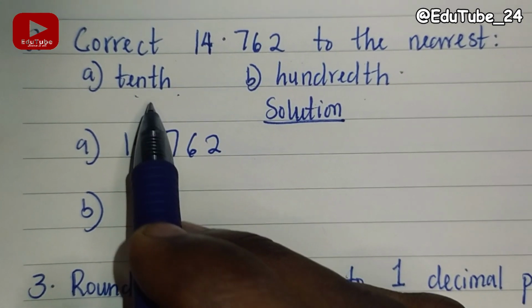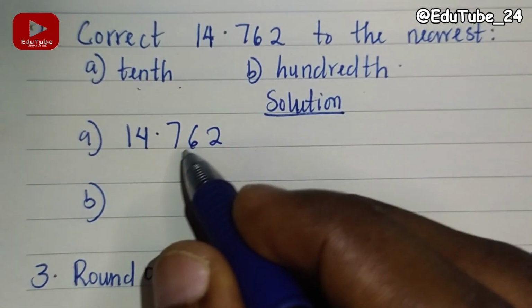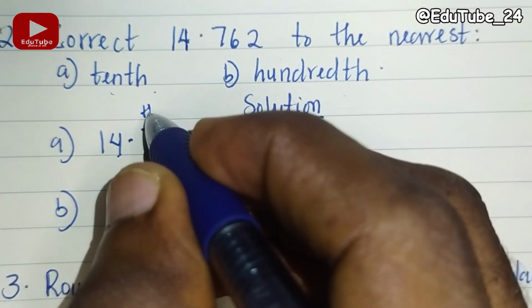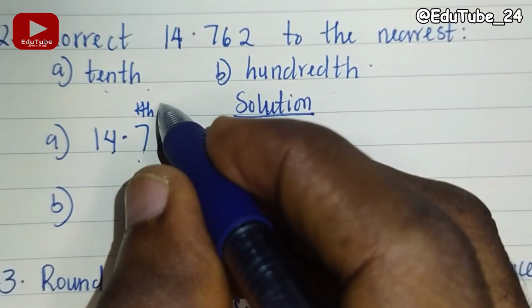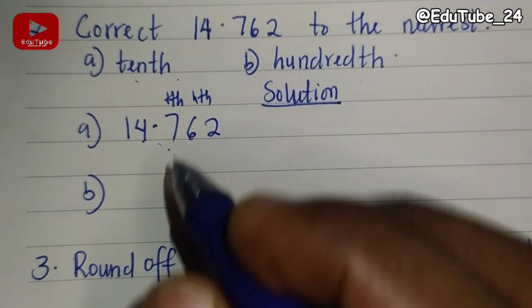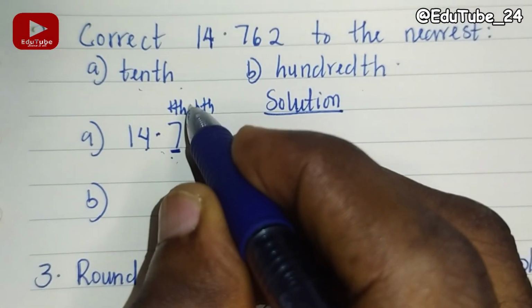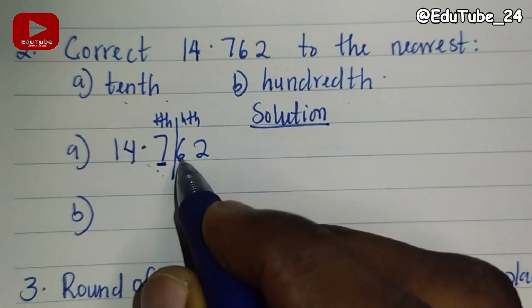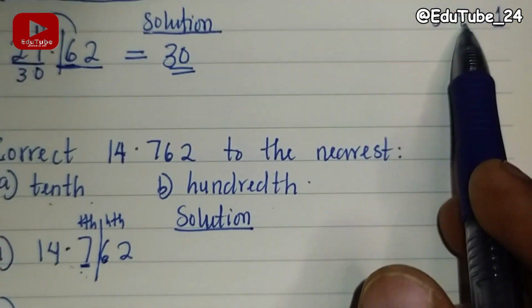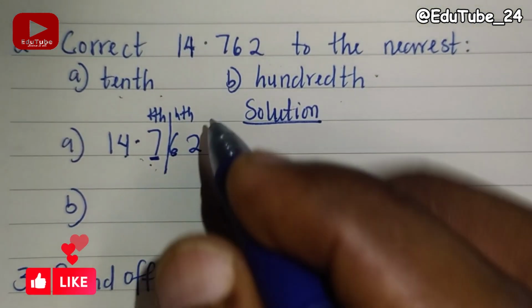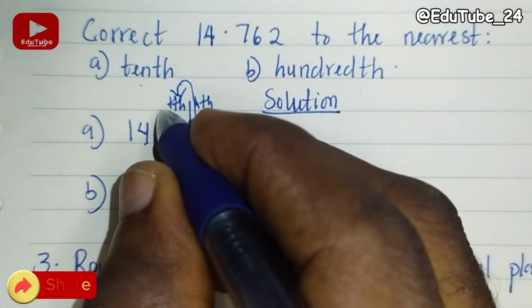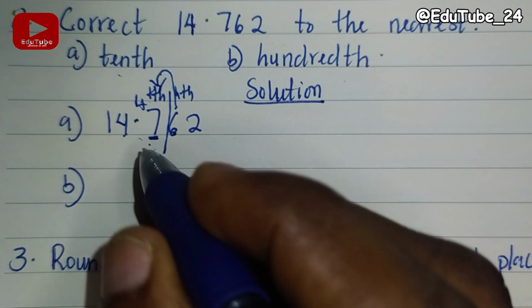So I just need to identify the tenth place value in the decimal figure. This is the unit, then after the point, the next number is tenth, and then the next number is hundredth. But that's not our focus for this first one. Since it said to the nearest tenth, this is my tenth place value. And then the nearest number to my tenth place value is what? 6. So I'm going to consider whether my 6 is between 0 to 4 or between 5 and 9. And certainly it is between 5 and 9 because it is 6. So meaning that this 6 will give out 1 to this 7. And then the 1 will be added to this 7. So 1 plus 7, that will give me what?